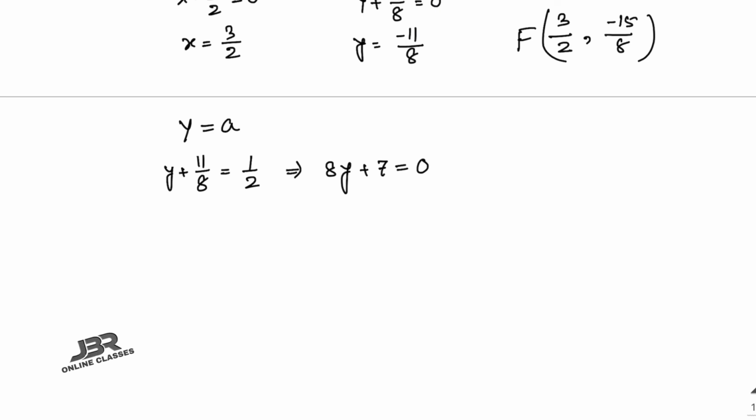Okay. This one is the directrix. And now the last one, the equation of the axis. Here the equation of the axis is capital X equal to 0. That means x minus 3 by 2 equal to 0. So 2x minus 3 equal to 0. This one is the axis of the parabola.